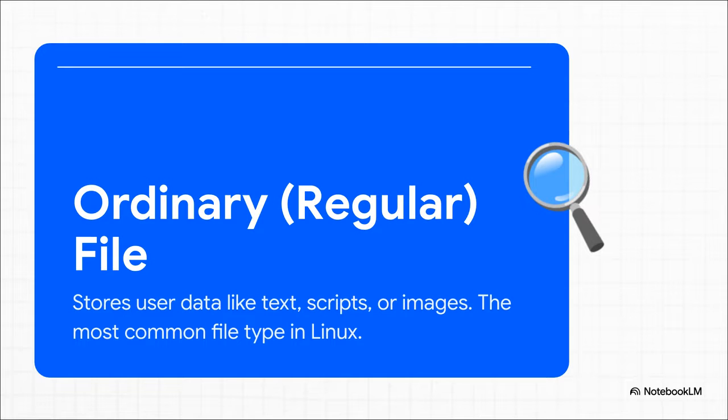The first, and by far the most common type, is the ordinary file, sometimes called a regular file. Just think of these as, well, your stuff. They hold all your data. This could be a text file, a script you wrote, an actual program like Bash, or even a picture of your dog. This is the actual content of your system.